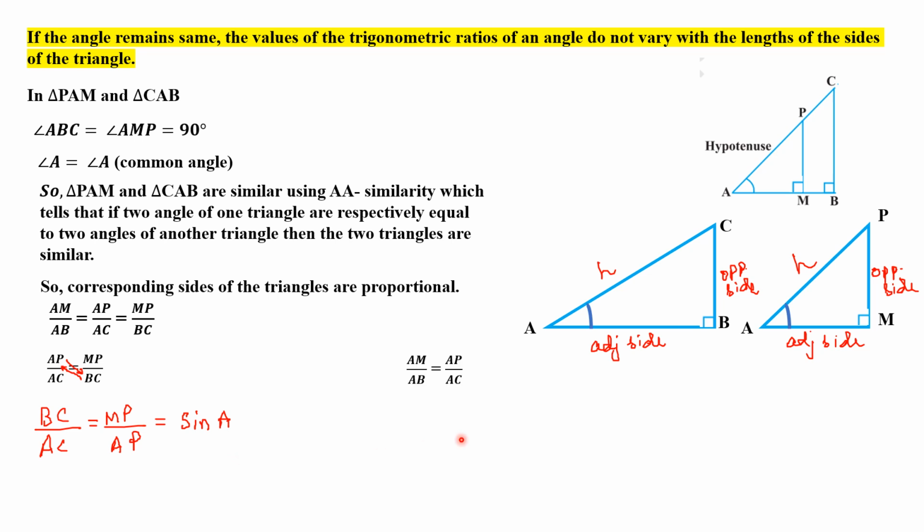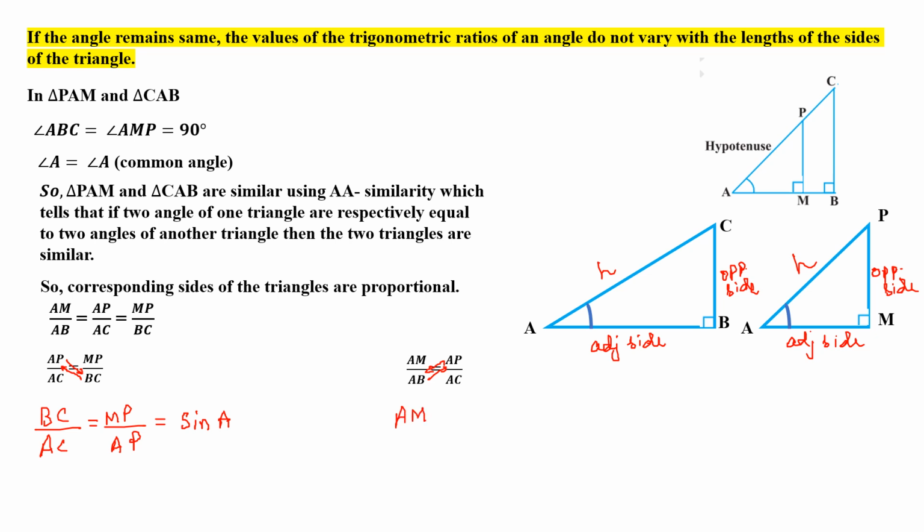Now same way, if I take another pair AM by AB and AP by AC. Okay, so in this case, now I am going to exchange these positions. Okay, so what will you get?